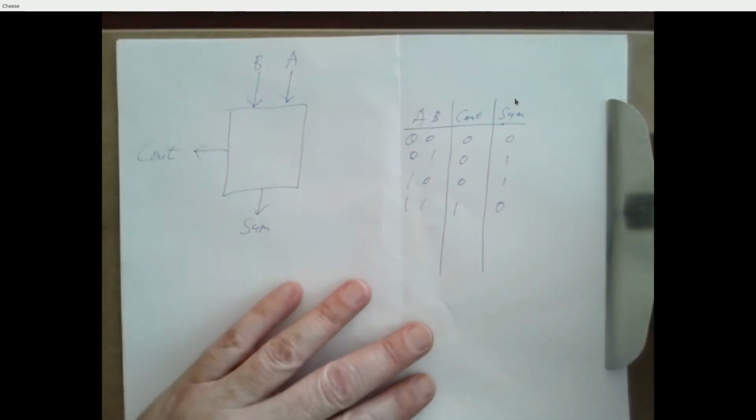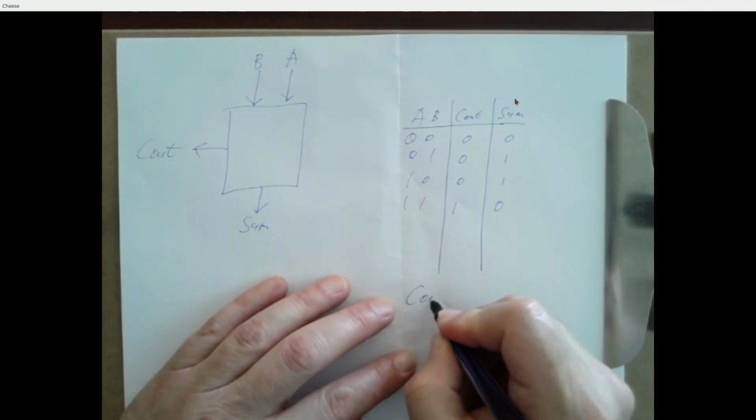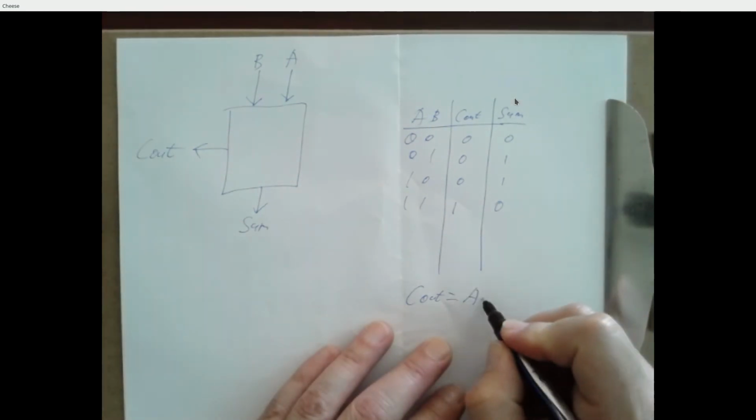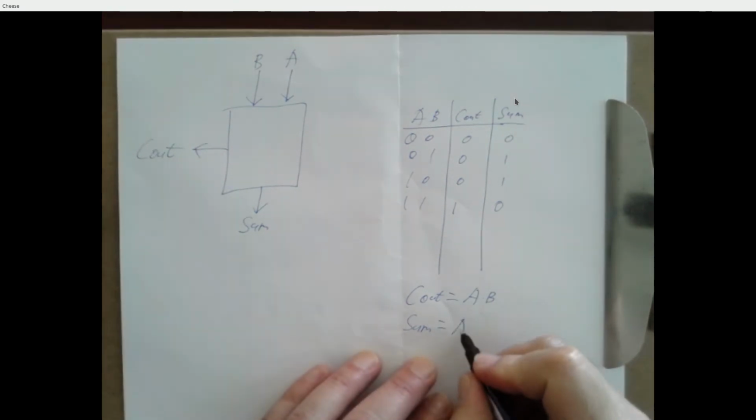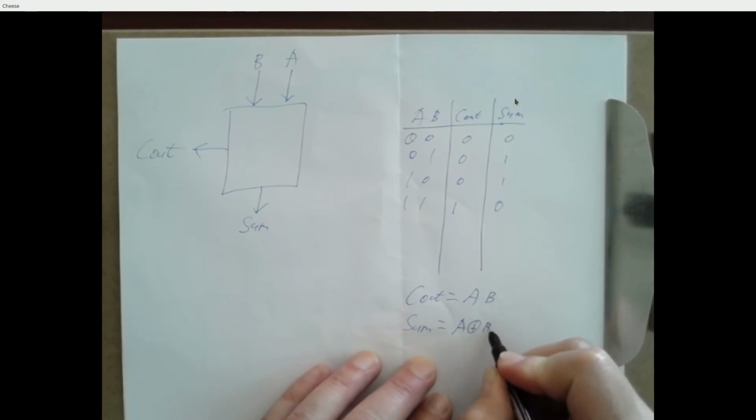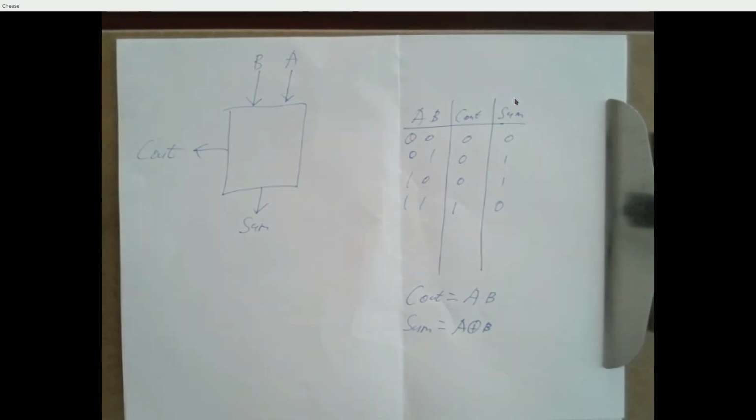And if we write equations for this, who can come up with an equation for C out in terms of A and B? Yeah, it's just an AND gate. How about for the sum? That's an XOR. And that's it. So this block only takes 2 gates to build. Takes an AND gate, takes an XOR gate.